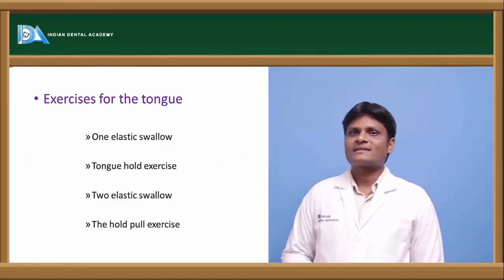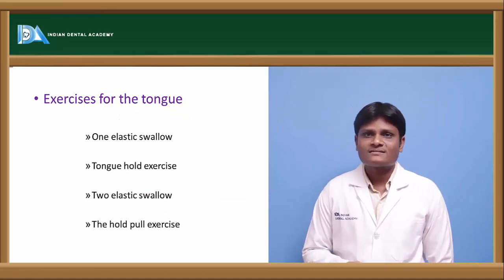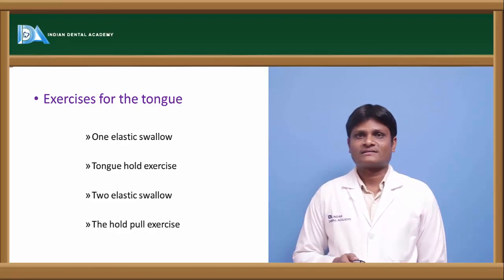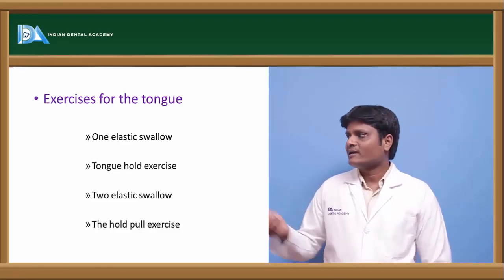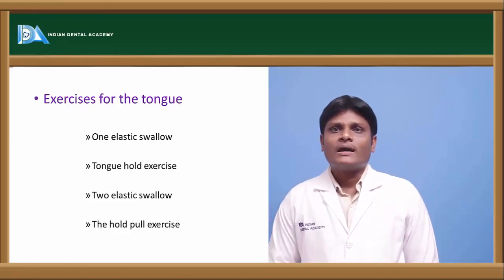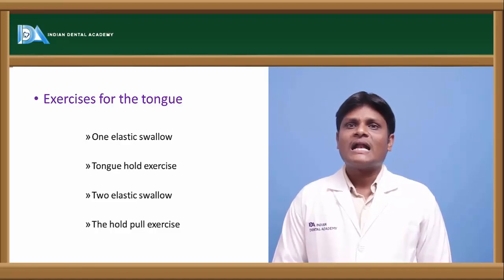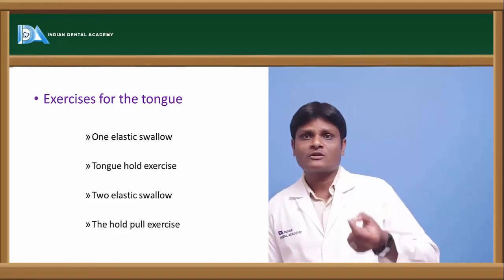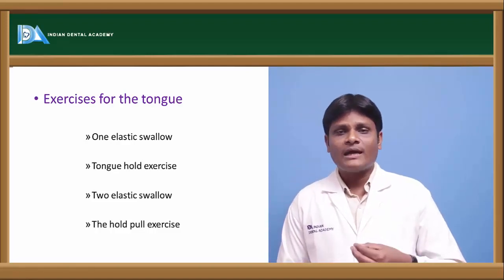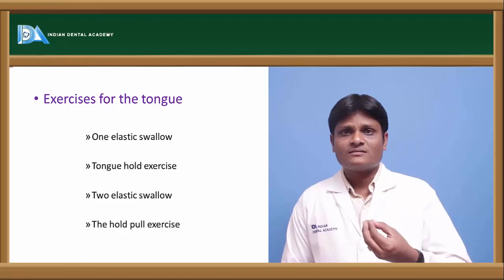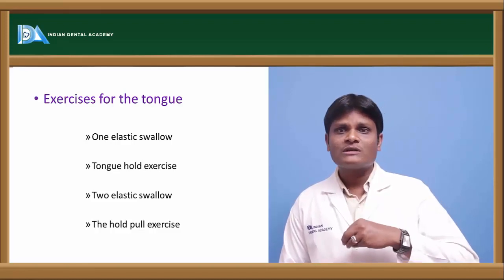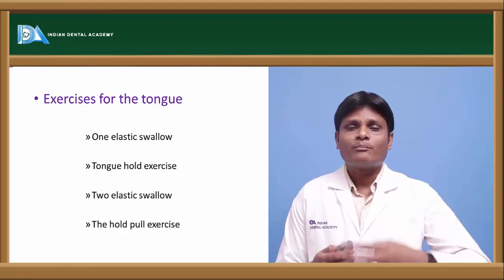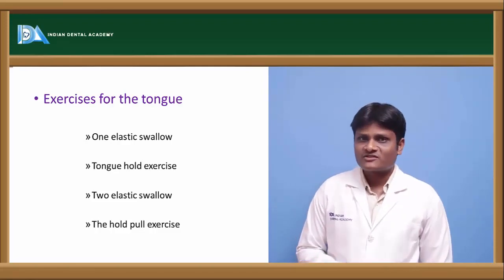Similarly, we have exercises for the tongue called the elastic swallow, tongue hold exercise, and the hold pull exercise. Usually, we will recommend an elastic swallow, wherein an elastic will be held against the palatal rugae, or an elastic might be placed on the dorsum of the tongue, and the child will be advised to swallow without displacing the elastic. This will help in training the tongue, particularly in persons having a tongue thrusting habit.